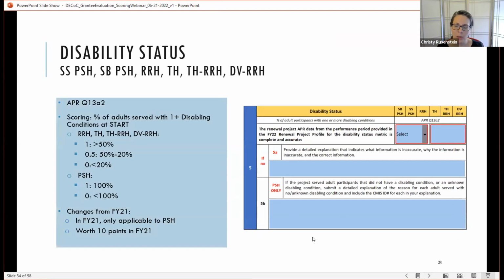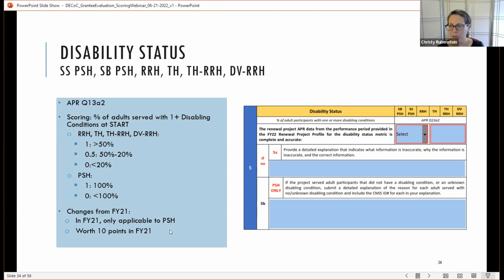Disability status applies across all project types. And this is the percent of adults served with one or more disabling conditions at start, so at entry. This one's different for PSH. You have to have 100% to get the point. Again, because for PSH, everybody should have a disability to be in permanent supportive housing. For the other project types, if you're over 50%, you can get a point. If you're between 20 and 50%, you get half a point. And if you're under 20%, there's no points.